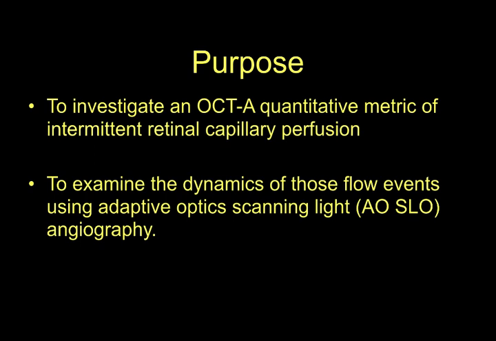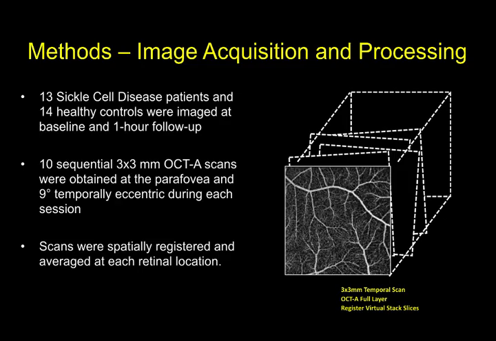The purpose of our study was to investigate this quantitative OCTA metric of intermittent retinal capillary perfusion and to examine the dynamics of these flow events using adaptive optics SLO angiography. 13 sickle cell patients and 14 healthy controls were imaged at baseline and 1 hour follow-up. 10 sequential 3x3 OCTA scans were obtained at the parafovea and 9 degrees temporally eccentric during each session.